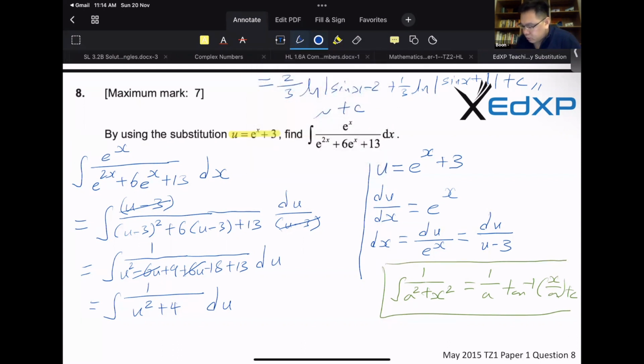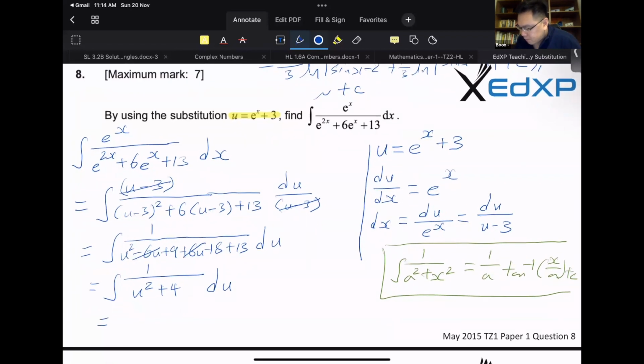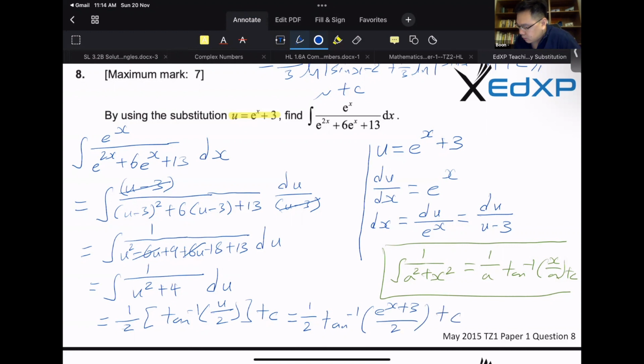And this integrates to, using the formula, 1 over 2 arc tangent u over 2 plus c. And of course, don't leave your answer in terms of u. We have to put it back to x. Here's the original question. So the final answer is half arc tangent of (u is e to the x plus 3) over 2, plus c. And that is the final answer.